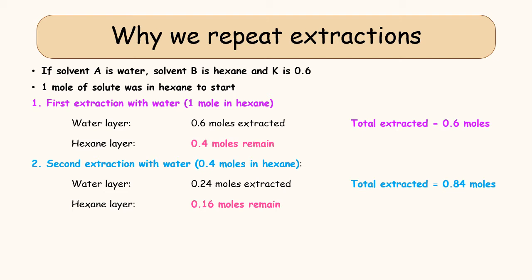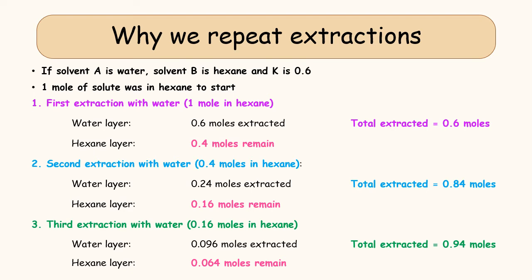Now we can do it again, take our hexane layer that contains 0.16 moles and extract it. We end up with 0.096 moles going into the water because it's 60%, and 0.064 remaining. We add that together, we've now got a total of 0.94 moles from our starting with 1 mole. So we've nearly extracted it all by doing 3 extractions back to back. Whereas if we'd just done 1, we would have ended up with 0.6.